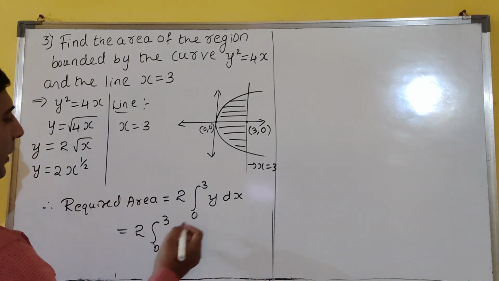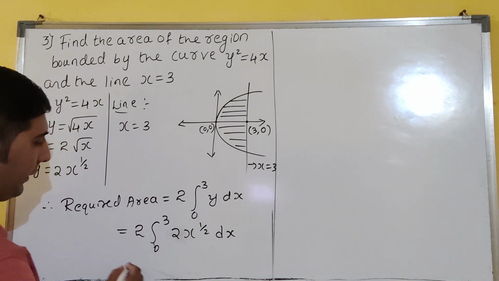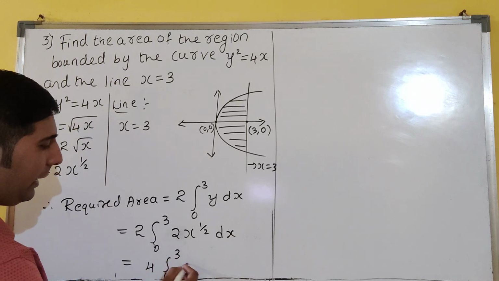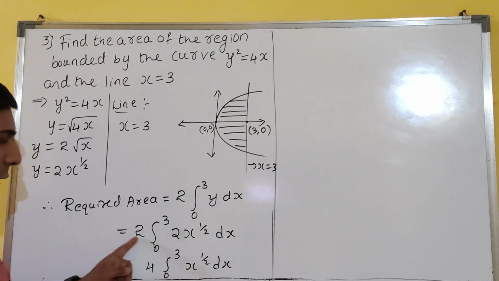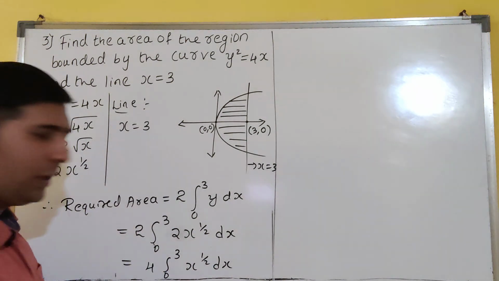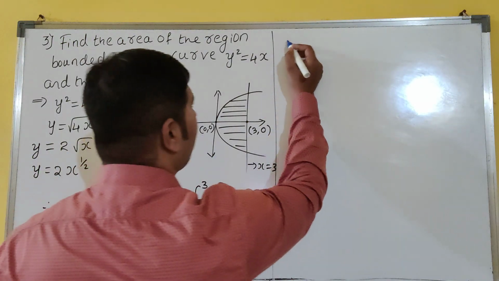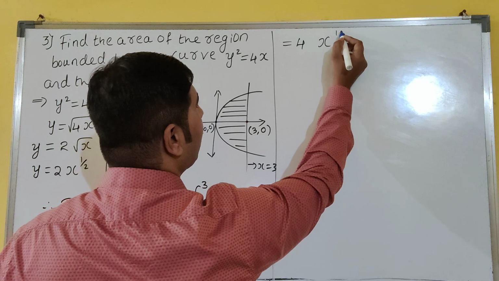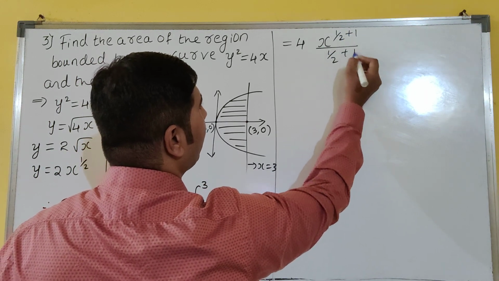Y value is 2 into x raised to 1 by 2 dx, dear students. 2 2s are 4. 0 to 3 x raised to half dx. Clear? These two have come out. 2 2s have become 4. X raised to half integration now, just now we have discussed. X raised to half is x raised to half plus 1, divided by half plus 1.